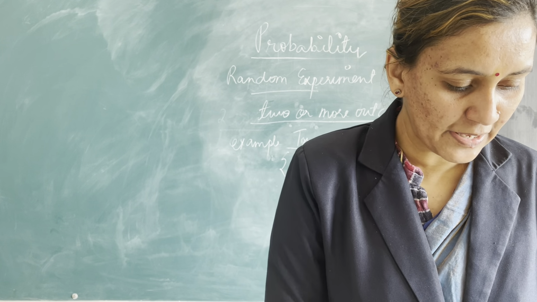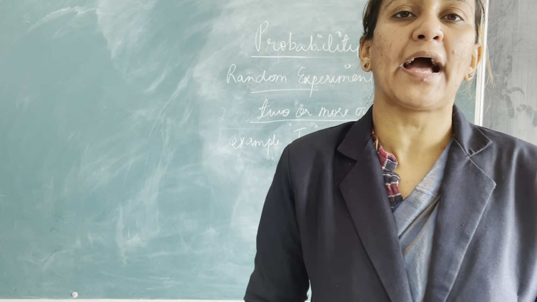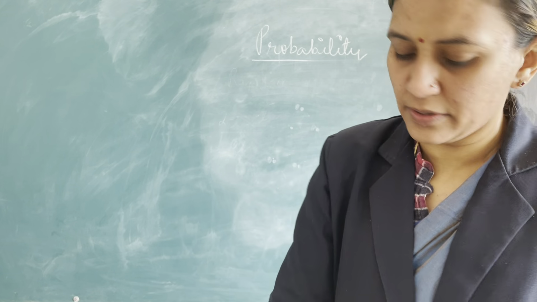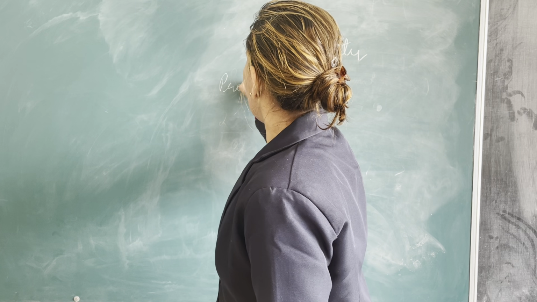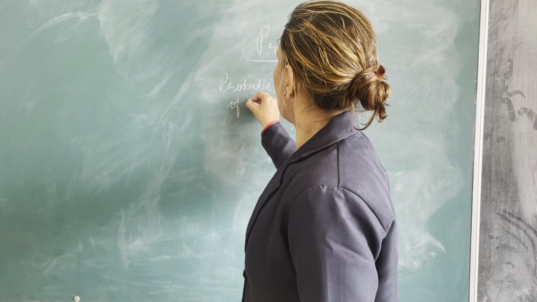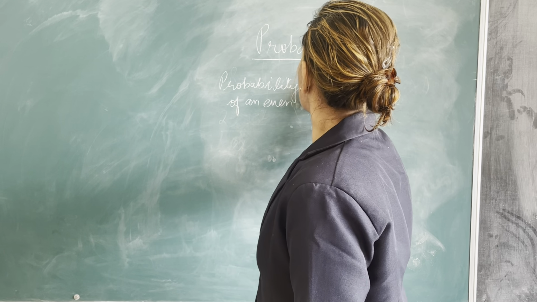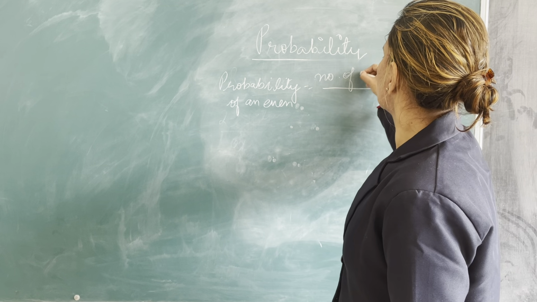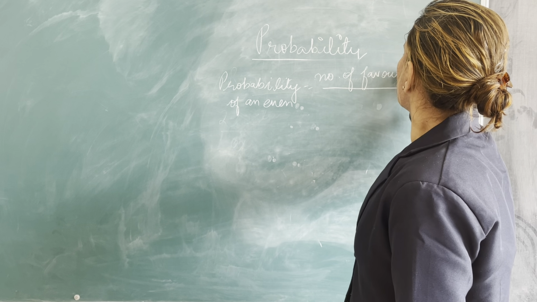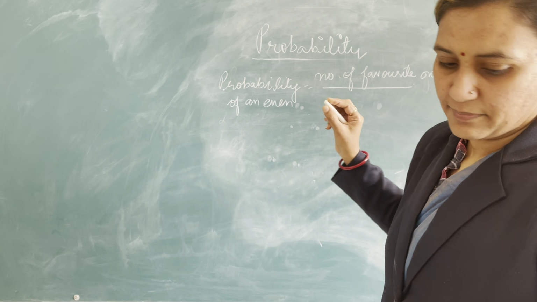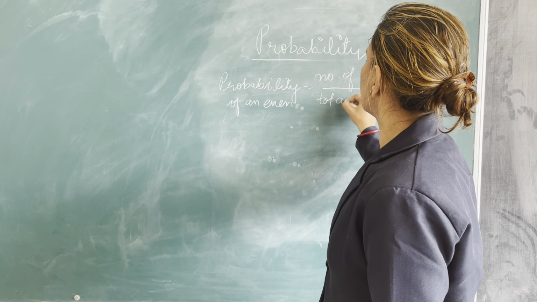Now let us discuss something very important: how do we calculate the probability of any event. The most important formula that you need to remember: probability of an event is equal to the number of favorable outcomes of that event divided by the total number of possible outcomes.